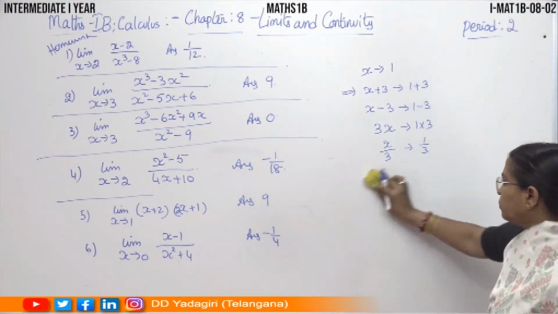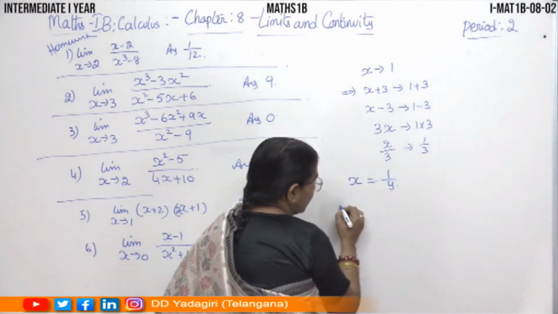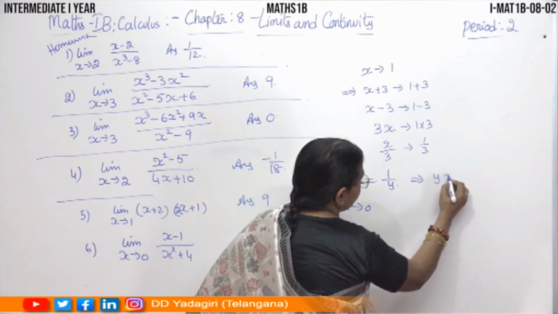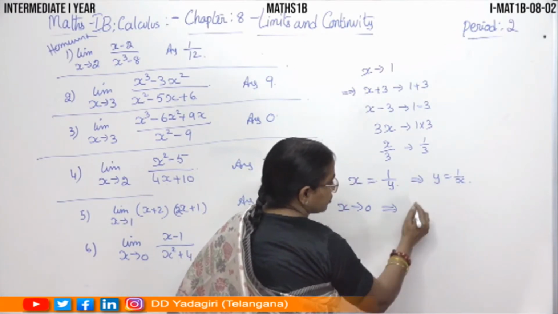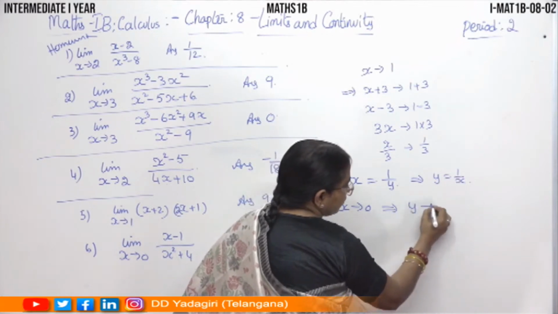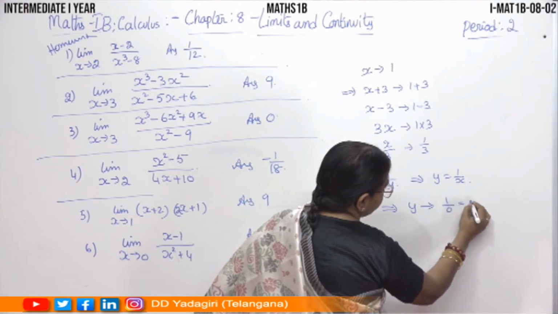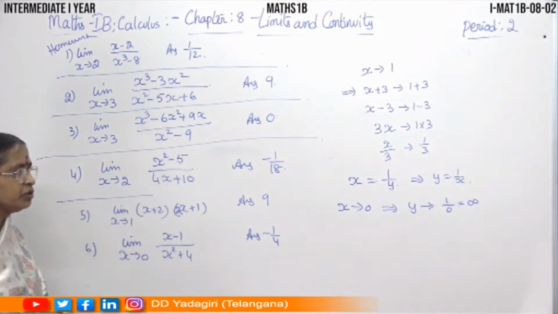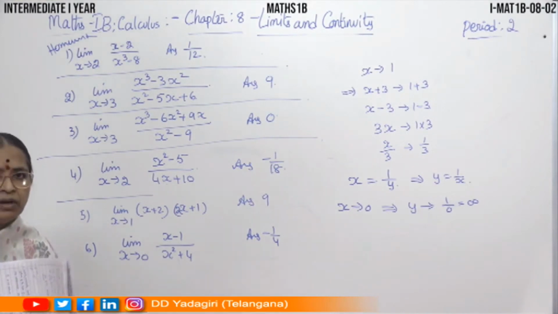And there is one more thing. Suppose that you have x is equal to 1 by y. x tends to 0. So this means what? y is equal to 1 by x. So x tends to 0 means x is almost 0. So y is 1 by 0. So y tends to infinity. y tends to 1 by 0, that is infinity. So when x tends to 0, y tends to infinity. These are some of the things which we need in the next problems. Okay, we'll continue in the next.